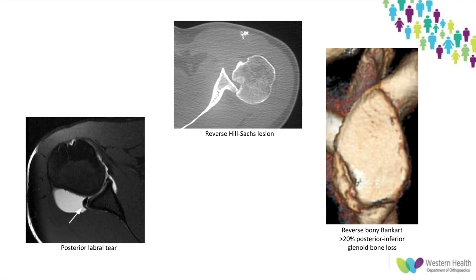On the left here, you can see an MRI showing a posterior labral tear. In the middle, there's an axial CT scan demonstrating a reverse Hill-Sachs lesion. And on the right, we have the 3D recon from a CT showing a reverse bony Bankart with posterior inferior glenoid bone loss.